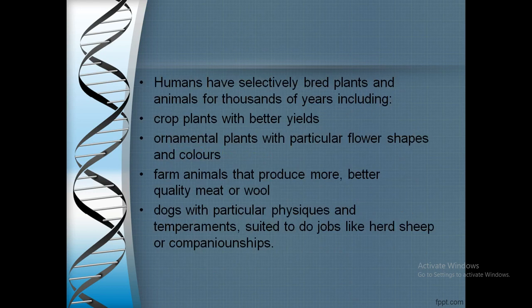Humans have selectively bred plants and animals for thousands of years, including crop plants with better yields, and ornamental plants with particular flower shapes and colors. Ornamental plants are those which are found in gardens. Farm animals are bred to produce better quality meat and wool, and dogs with particular physiques and temperaments are suited to jobs like herding sheep or companionship.